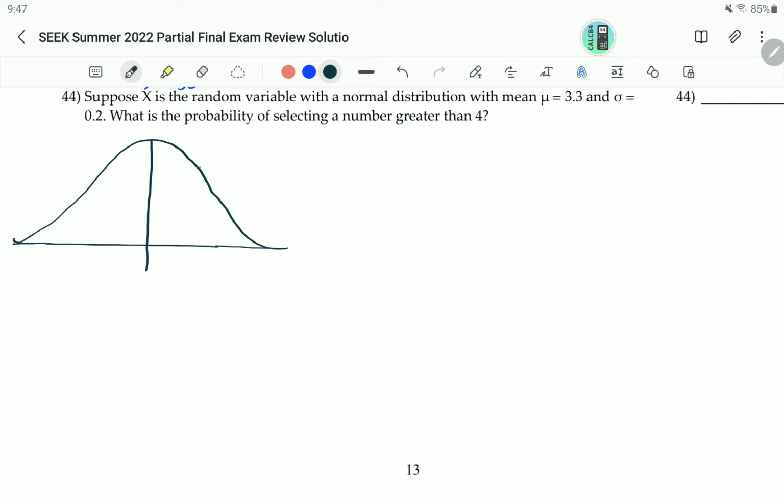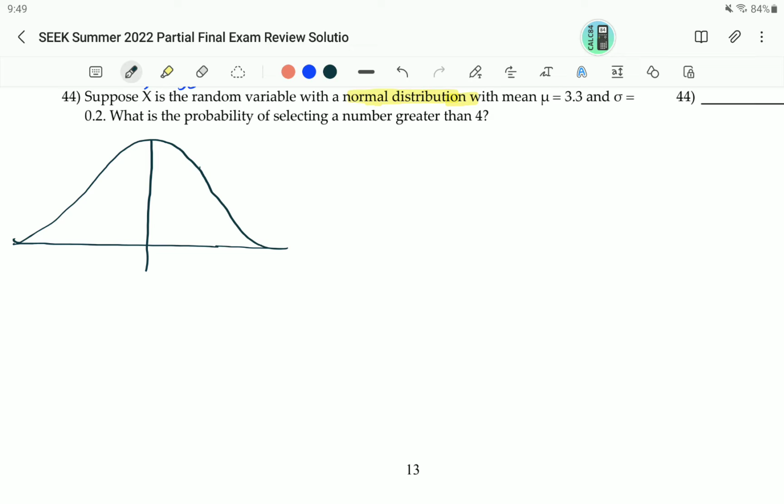Number 44, it says, X is a random variable with a normal distribution. That's a key word. That means bell-shaped curve. With the mean, mu, 3.3, and sigma, the standard deviation, is 0.2. What is the probability of selecting a number that is greater than 4?